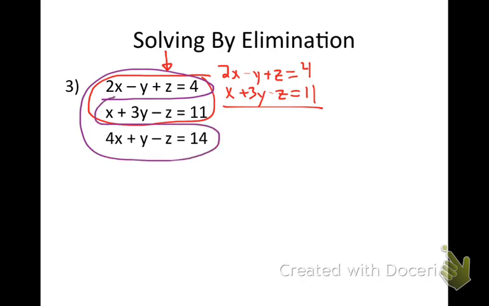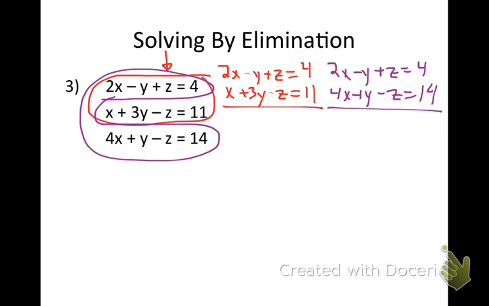So I'm going to write those on top of each other. So 2x minus y plus z equals 4, and 4x plus y minus z equals 14. Finish this out from here on your own. Alright, I'm going to start going through this here slowly.